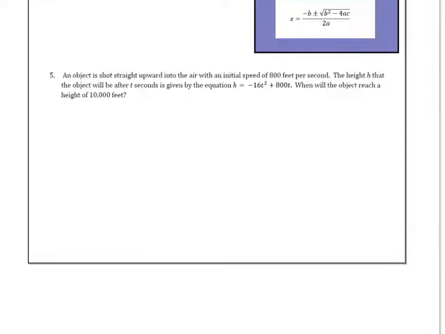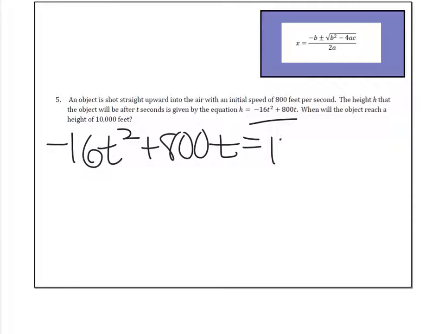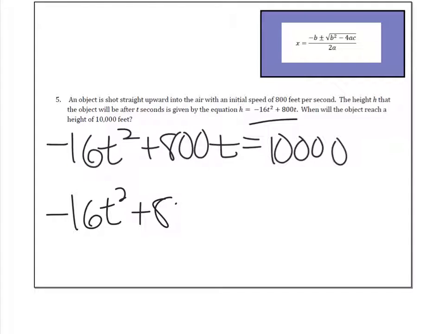An object is shot upward in the air with an initial speed of 800 feet per second. The height h that it reaches after t seconds is given by this equation. When will the object reach a height of 10,000 feet? So what they're saying is, when will this thing equal 10,000 feet? So this is what I'm trying to solve. So first off, let's make it equal 0.